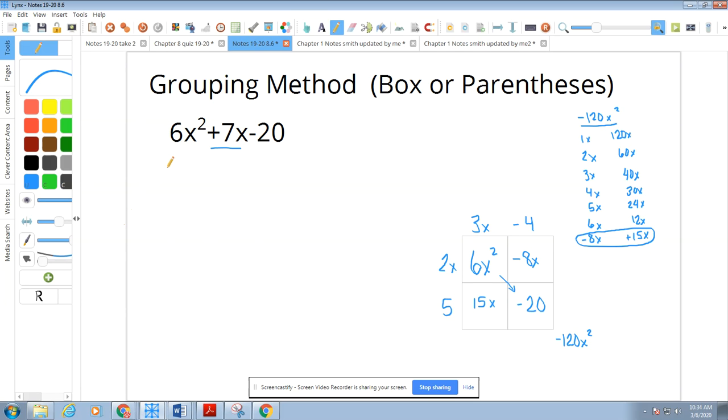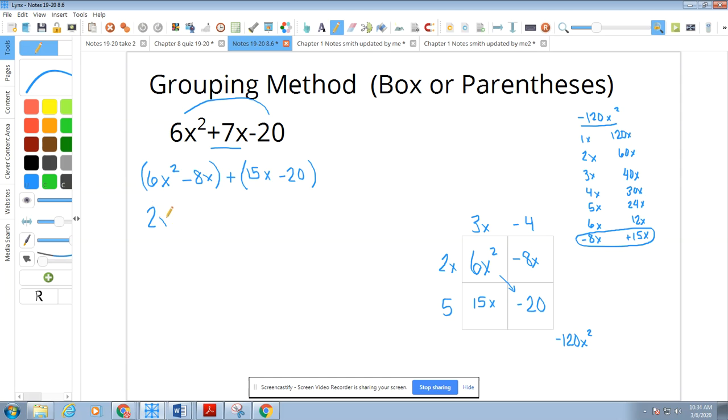If I prefer the parenthesis version of the same thing, I would write my first term, spread out a little bit, and write my last term. And just like we did before, if we multiply those together, we get negative 120x squared. We find what factor pairs of negative 120x squared add up to 7x, and that's this pair. So I'm really just substituting 7x with negative 8x plus 15x. And then I group it, just like that.